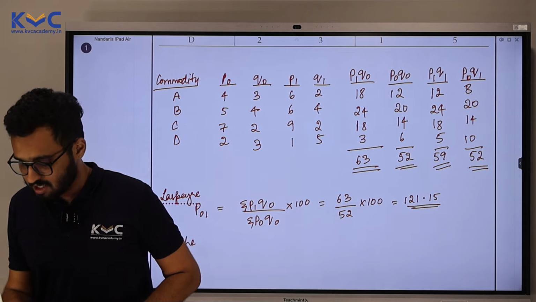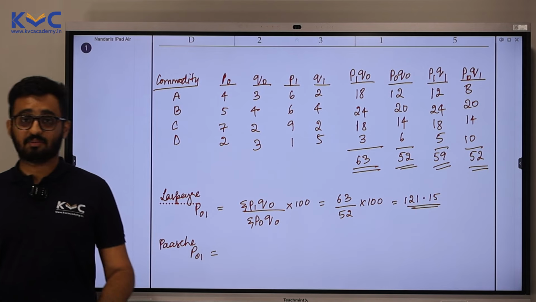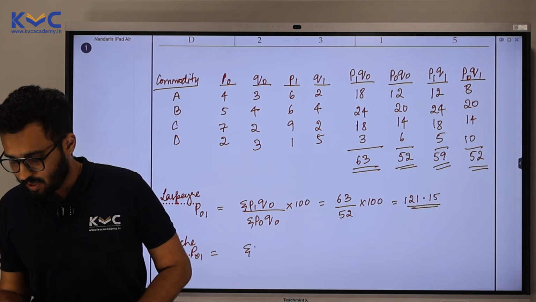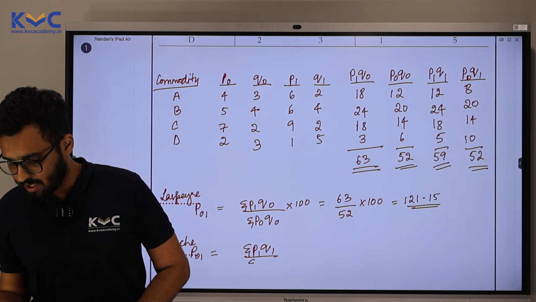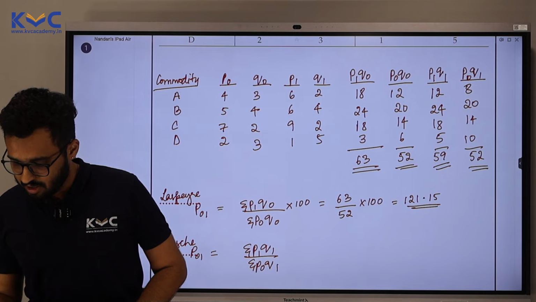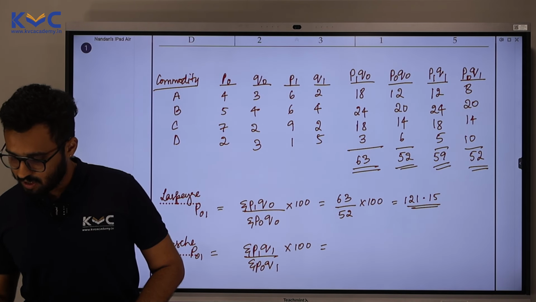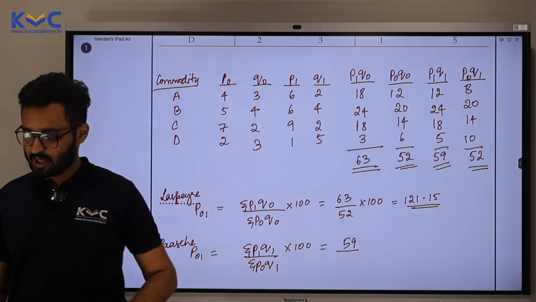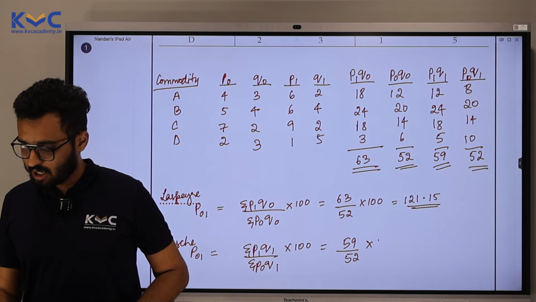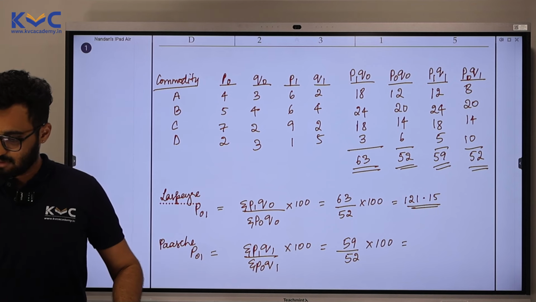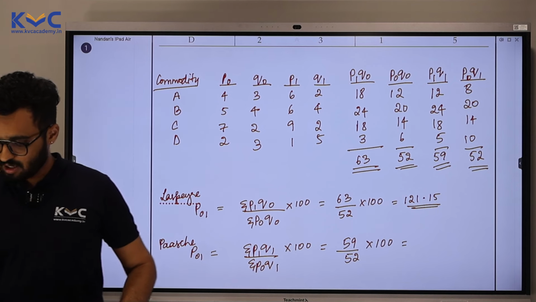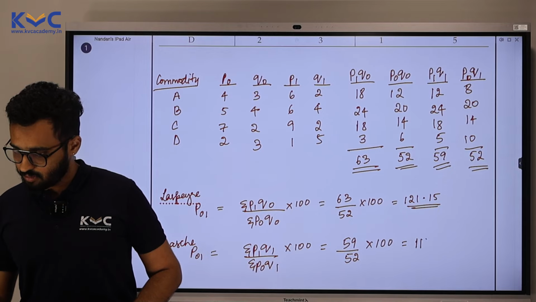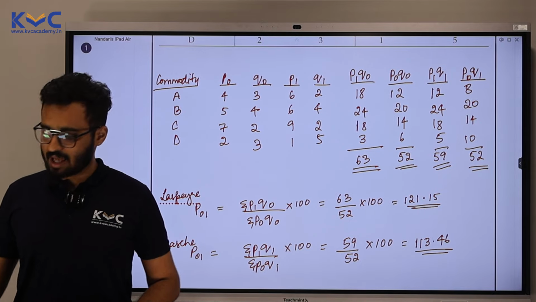Next we have Paasche's. So Paasche's price index number, Paasche told us to use current year quantity. So summation P1 Q1 divided by summation P0 Q1 into 100. So 59 divided by 52 into 100, which is 113.46. Right?